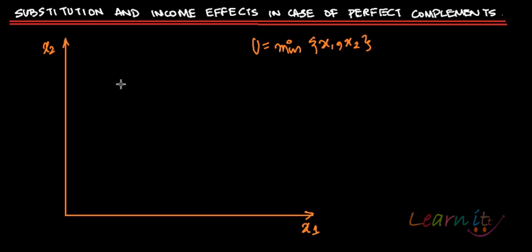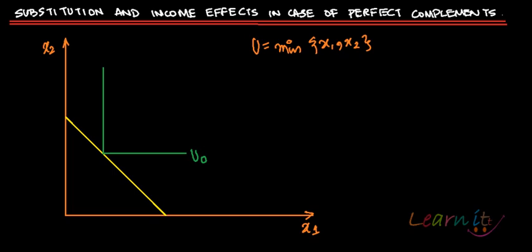You guys know this, that the indifference curve for such a good will be an L-shaped indifference curve. So let me just draw the budget line. Say this is the budget line, and say this is your initial indifference curve. Okay, so this is, say, u naught.